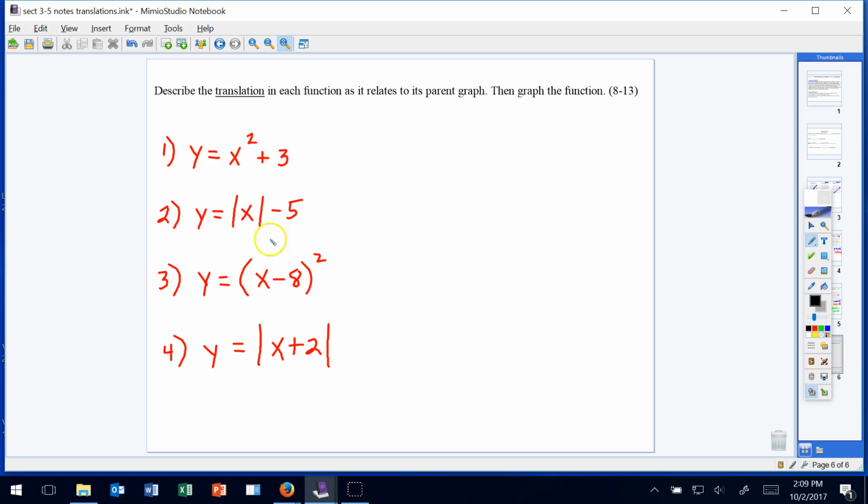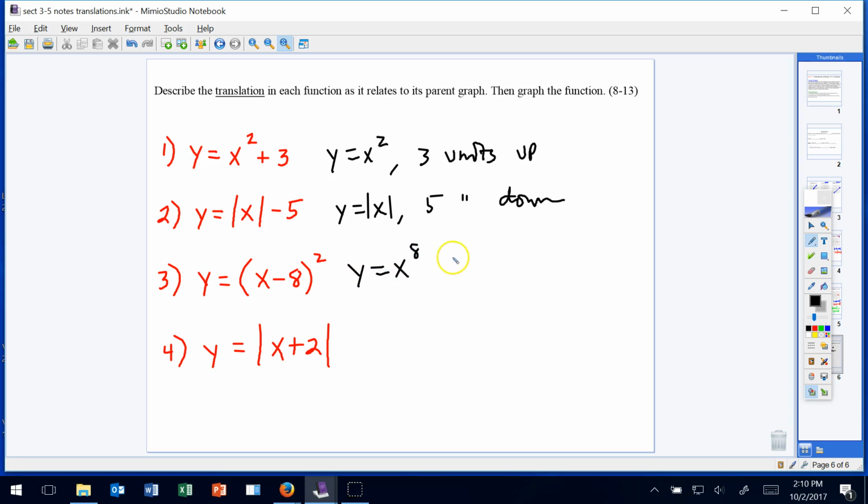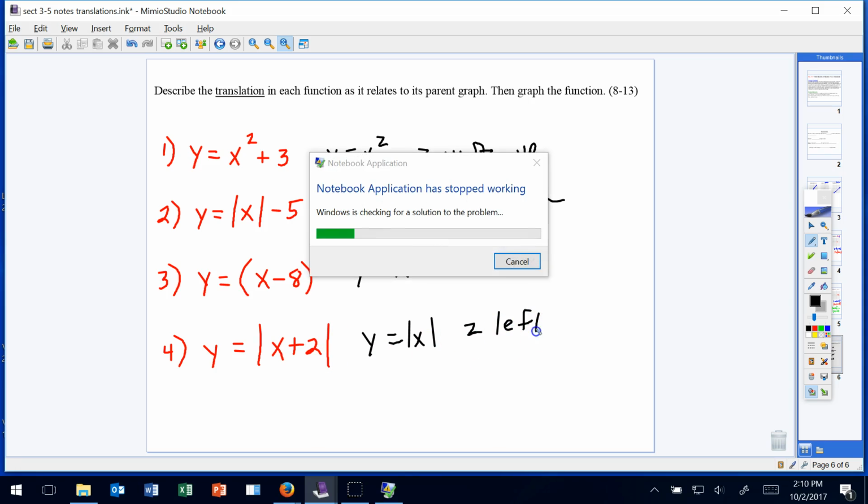All right, and let's see. We ran through some examples. This would be a shift of the parent y equals x squared 3 places up. We'll say 3 units up. This is the parent y equals absolute value of x 5 units down. This is y equals x squared shifted 8 to the right. And this is y equals the absolute value of x. Shouldn't have put 8 there, squared. This is y equals the absolute value of x 2 to the left.